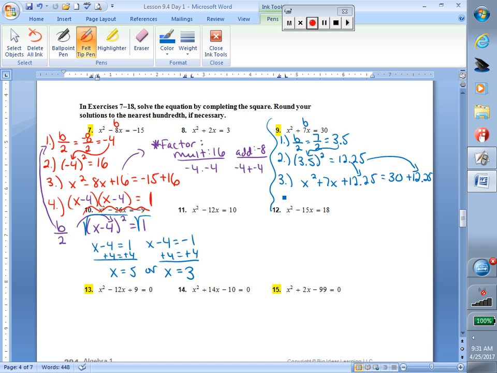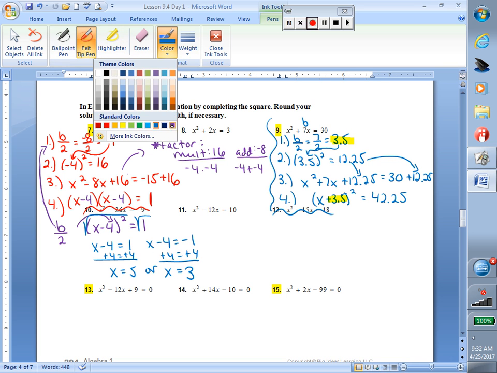Now again, to keep the factoring simple, we can jump right to those parentheses squared. 30 plus 12 1/4 is 42 1/4. We'll have an x in the parentheses, and then what joins it in there is our value from step 1. From here, now we can solve.